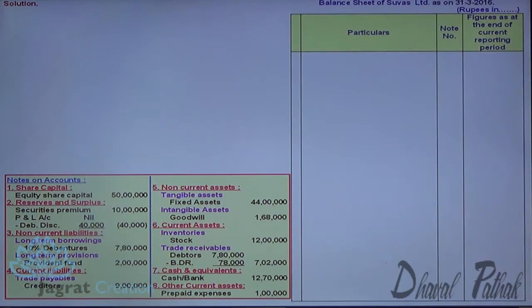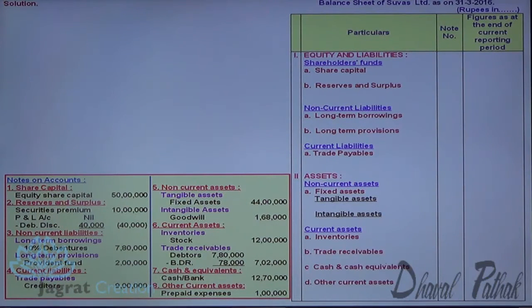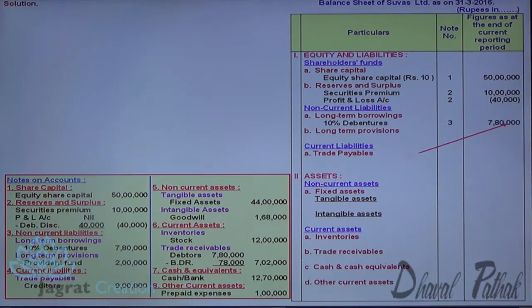Now I want to prepare a balance sheet as on 31/3/2016. These are the titles as prescribed under the company law. You are well aware of these titles because you have studied company final accounts. Share capital ₹10 each, 50 lakhs. Here you can write detailed narration if you want to. Security premium, profit and loss account, debit balance. Long-term borrowings, long-term provisions, provident fund. Trade payables, creditors.